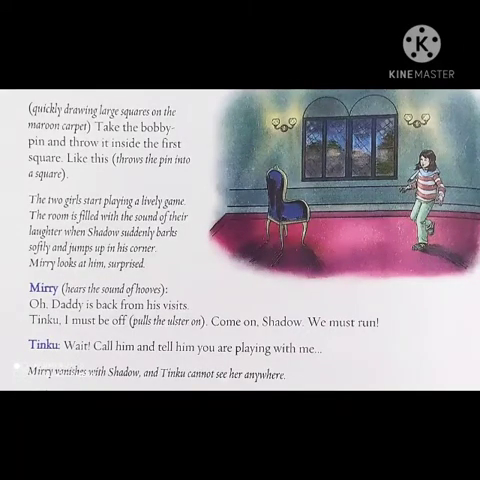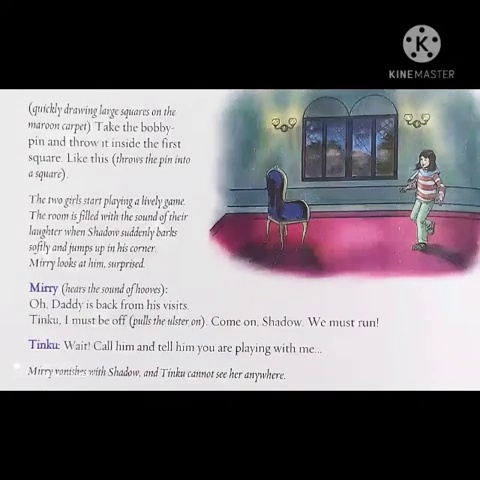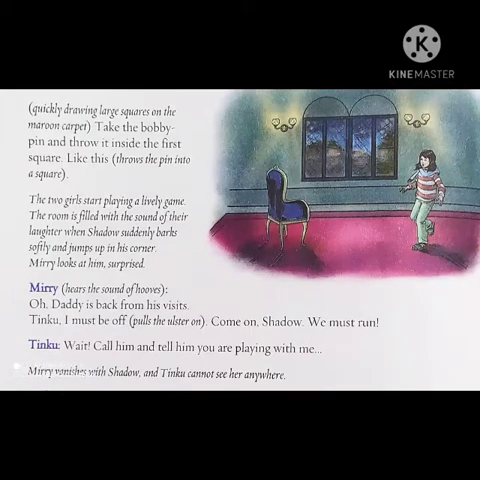As Tinku gave permission to play the game hopscotch in the house, Miri draws large squares on the maroon carpet and she throws her bobby pin into the first square and shows how to play the hopscotch game. Both the girls started to play. They were very happily playing the game. Till then, what did they hear? They heard Shadow barking very softly, and also it jumps from the corner where it was sleeping.